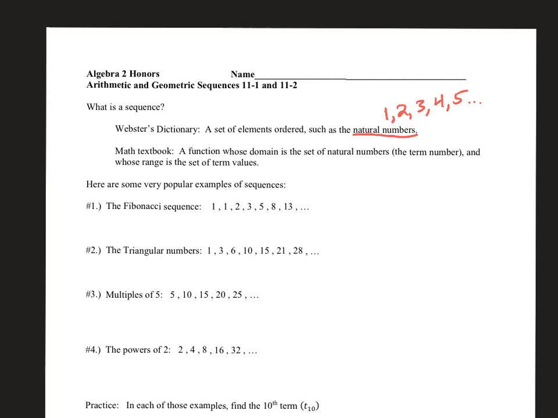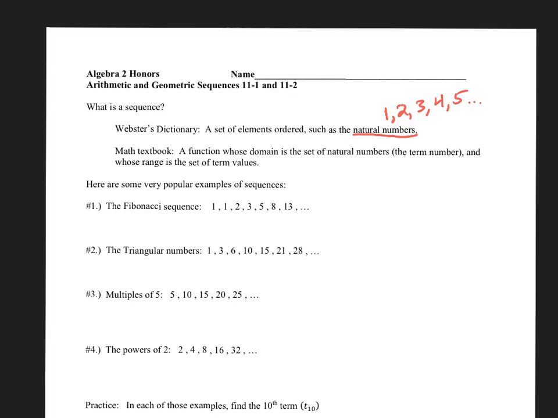Our math textbook says it's a function whose domain is the set of natural numbers. It's interesting that we use natural numbers twice here, which is called the term number, and whose range is the set of term values. So let's take a look at some very popular examples of sequences.